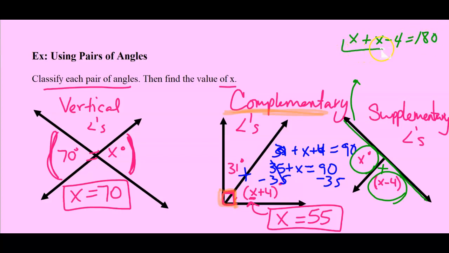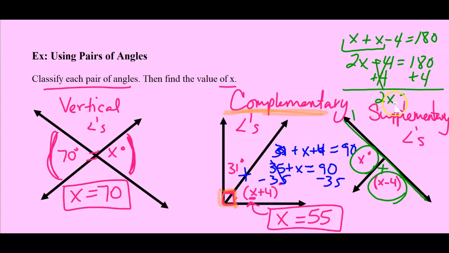Combining like terms, we see two x's, so that's 2x. X plus x is 2x. Minus 4 equals 180. We're going to add 4 to each side. That goes away. We end up with 2x is equal to 176, which means divide both sides by 2. X is equal to 88. And that's how we would use our angle relationships to find missing angle measures.